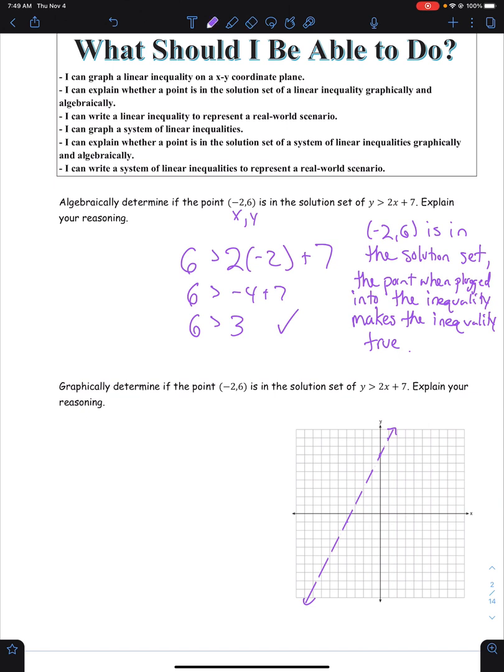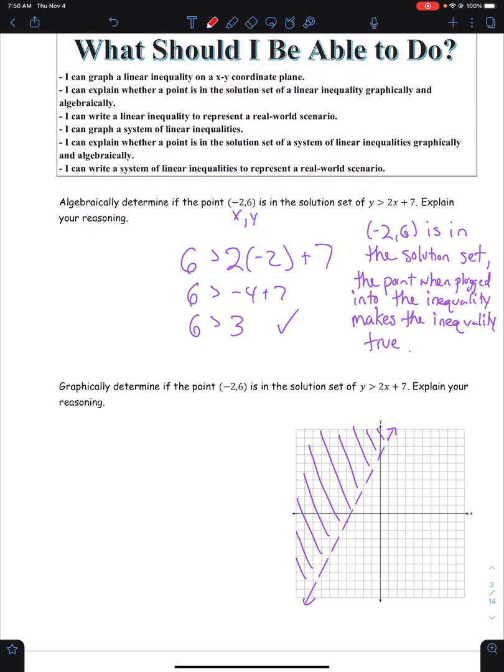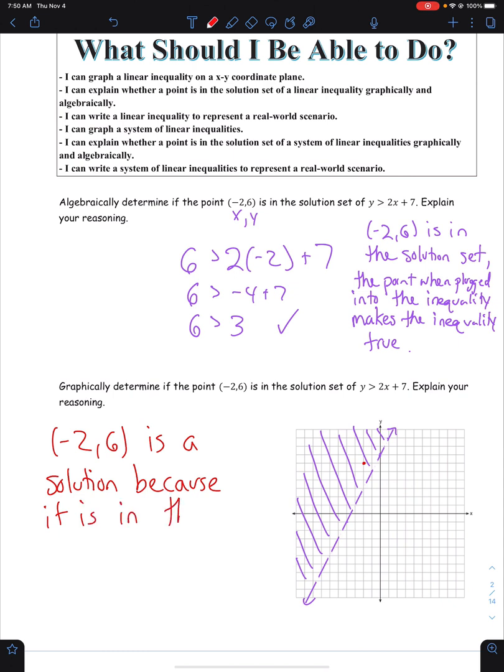Okay, so it's y is greater than, so we want to shade above the line. So it should look something like this. Or you can test a point. That's fantastic. You can actually test (-2, 6) if you want to. And then (-2, 6) would be right here, and that's in the shaded region, so that is a solution. So (-2, 6) is a solution because it's in the shaded region.